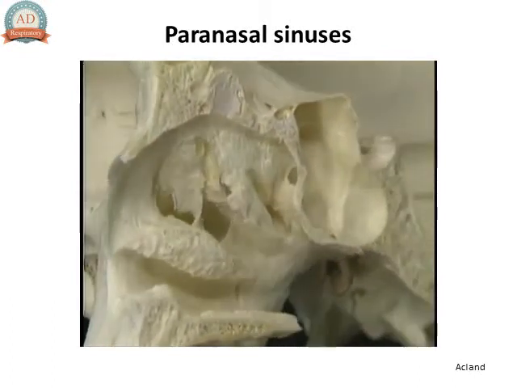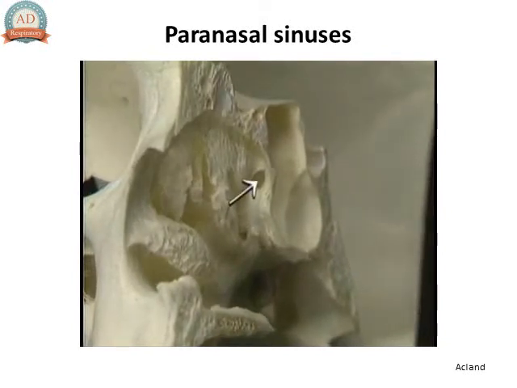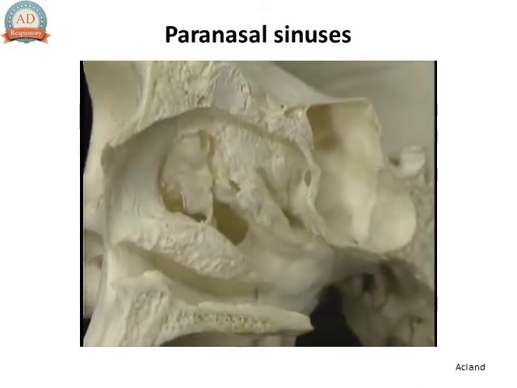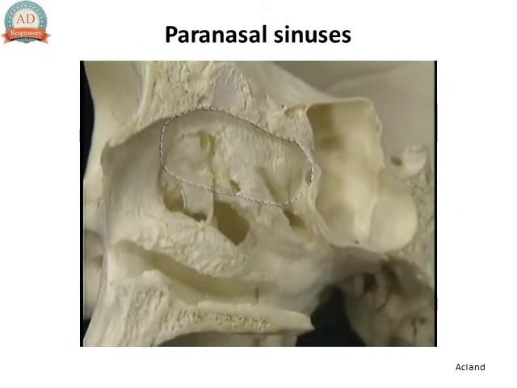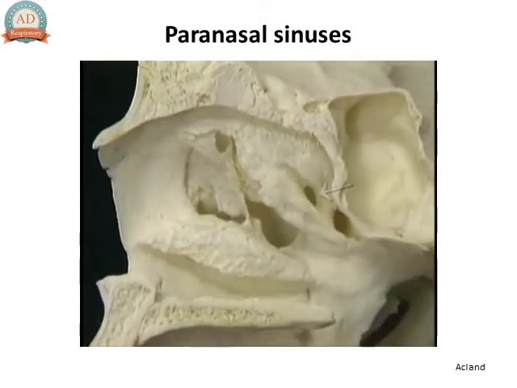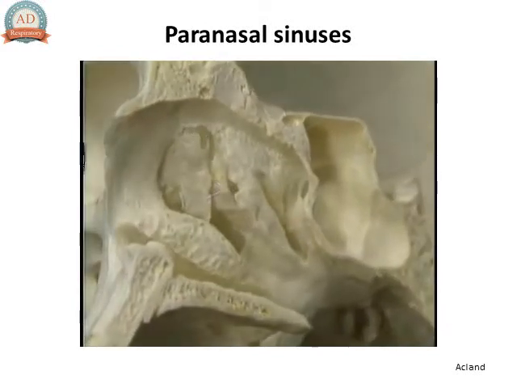Now we'll look at the openings for the other sinuses. The sphenoid sinus opens into the nasal cavity here, above and behind the superior concha. The ethmoid air cells, which are up in this region, have several small openings into the nasal cavity. Some of these are behind the middle concha, some of them are below it.